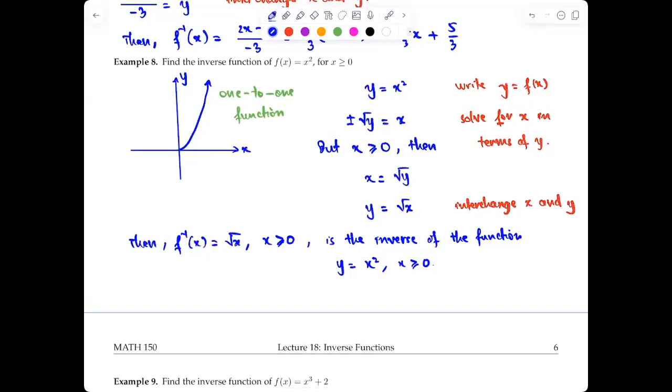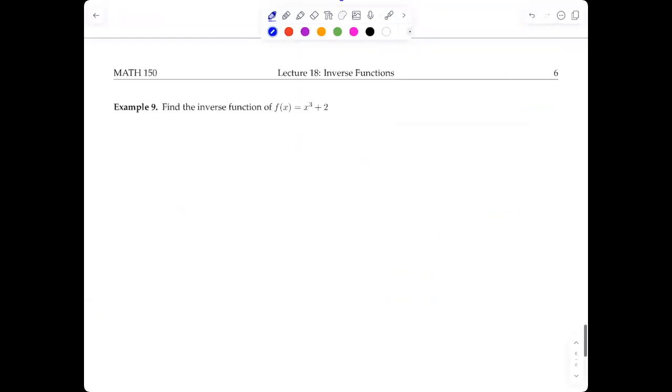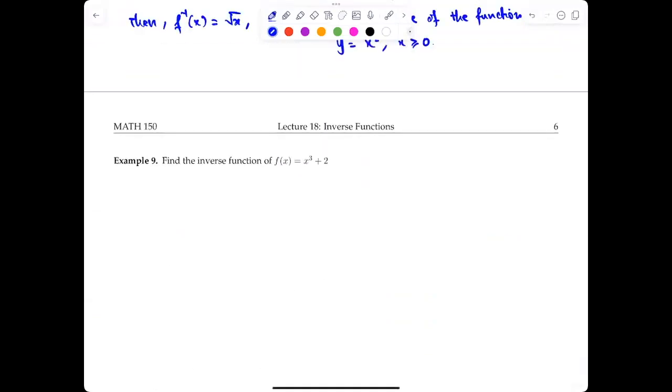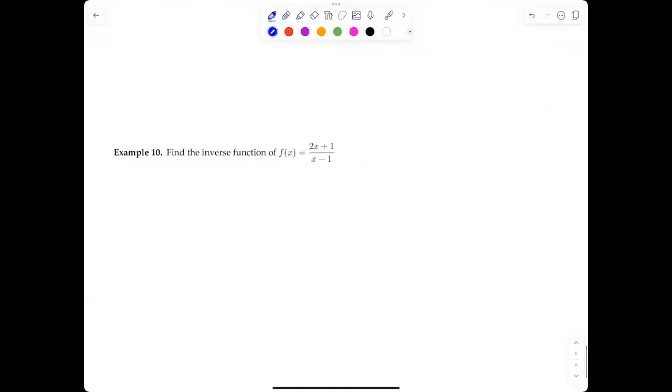So we have two more examples for this lecture. Let me do example 9. And then for example 10, I will record a video and post that on Blackboard. Example 10 is a little bit more involved as the rational function requires multiple steps in order to get to the inverse. So it's harder, so I need more time for that particular example.